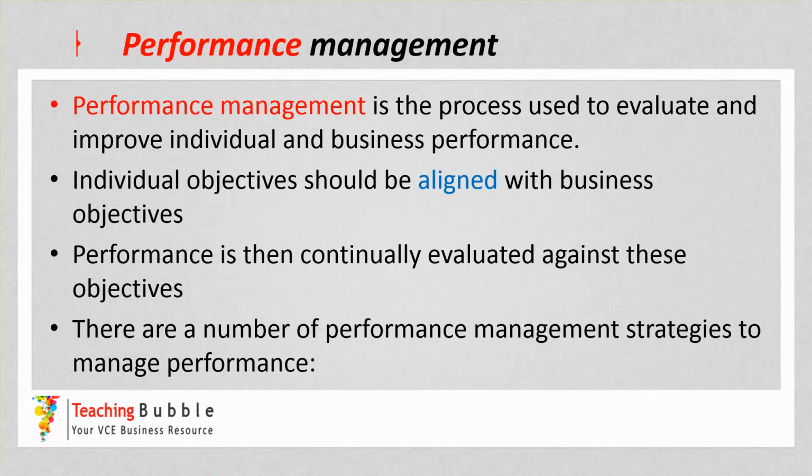In today's video, we're going to go through performance management, which is the process used to evaluate and improve individual and overall business performance. So we've gone through objectives before and have said that individual objectives should be aligned with business objectives, so that if the employee is achieving their objectives, then the business is performing well and achieving theirs.